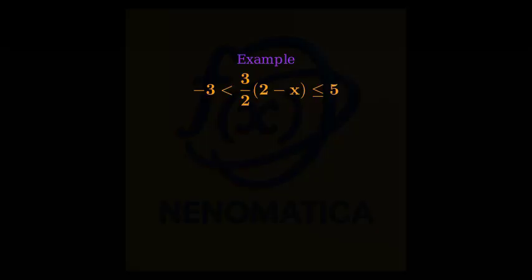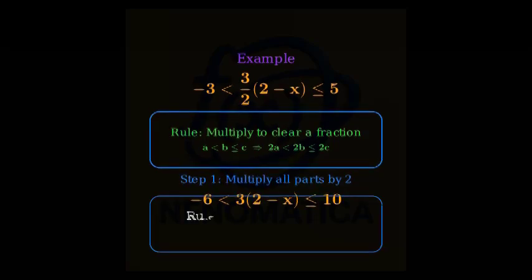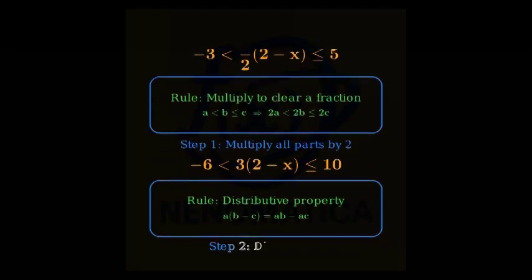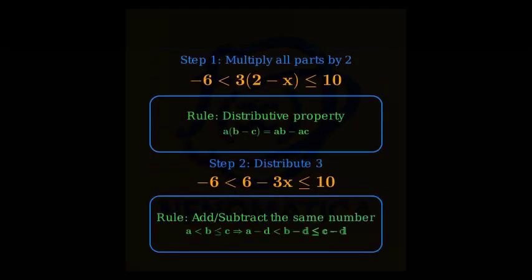Problem. -3 is less than 3 over 2 times open parenthesis 2 minus x close parenthesis, less than or equal to 5. Step 1. Multiply every part by 2 to clear the denominator. Then write the new inequality. Step 2. Distribute 3 across the parentheses. Step 3. Subtract 6 from every part of the inequality.